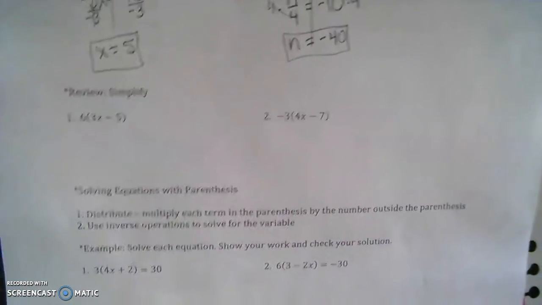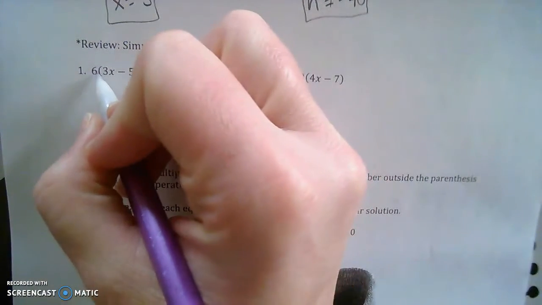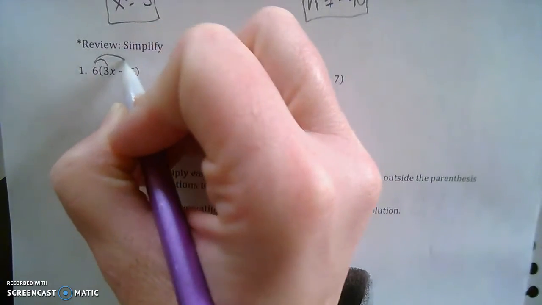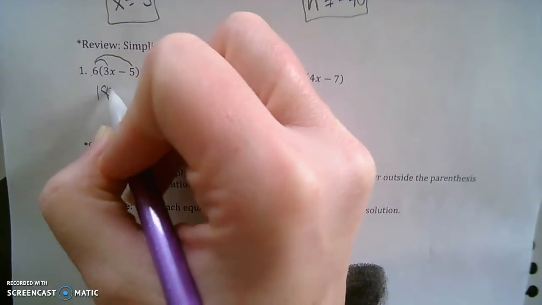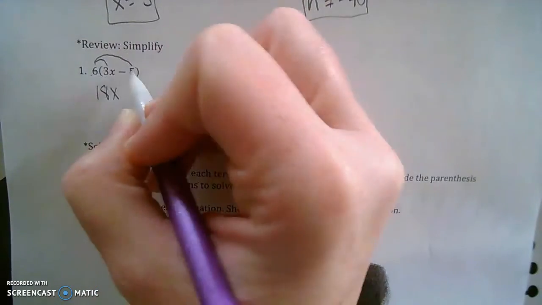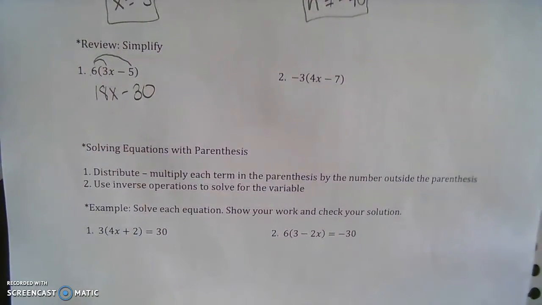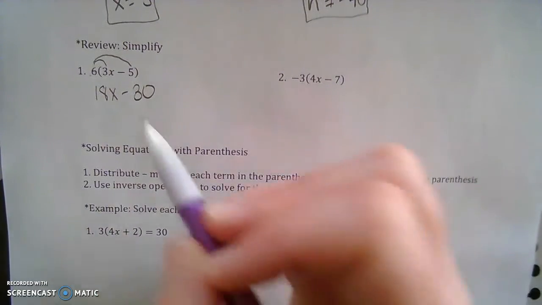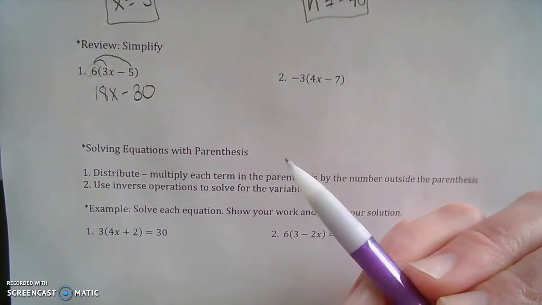The other review is just to distribute. So some of us did that last week when we multiplied through anyway. So distribute, remember this means multiplication. You need to multiply this by 6 and this by 6. So 6 times 3 is 18, and then the x comes with it. 6 times 5 is 30. Again, it's a minus sign because you're multiplying 6 times negative 5 if you want to think of it that way. As long as this number is positive, your signs are going to stay the same.